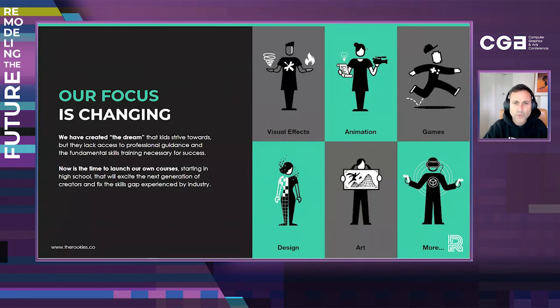So our focus is really visual effects, animation, games, design, art that can be 2D and concept, and even things that are relevant for the metaverse, really content creation. So, we've created this amazing platform for people to be part of. It doesn't matter what stage of the journey you're on, either at the beginning or you could have just graduated and you still need that little bit of help. The Rookies platform is there to support you.